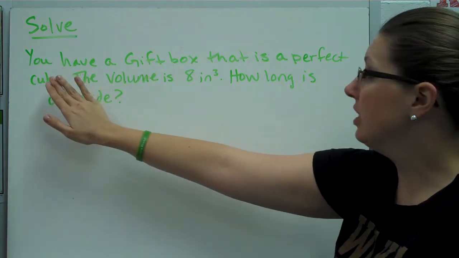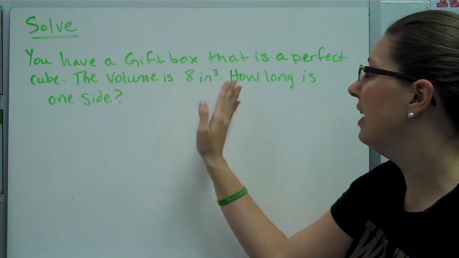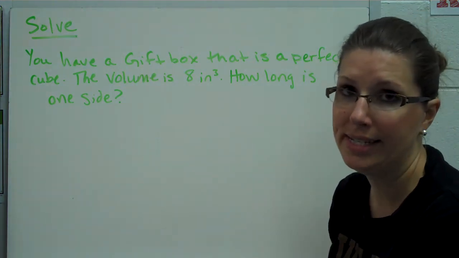Okay, this question says you have a gift box that is a perfect cube. The volume is 8 inches cubed. How long is one side?